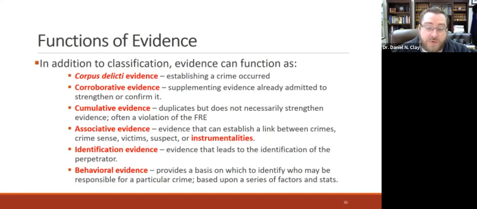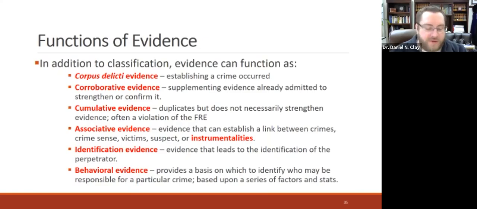Now, we can't be too cumulative, and that's something we have to look out for: cumulative evidence. Cumulative evidence duplicates, so it says the same thing but doesn't necessarily strengthen the evidence. It's often a violation of the Federal Rules of Evidence, the FRE. So cumulative evidence is corroborative evidence that just goes too far.